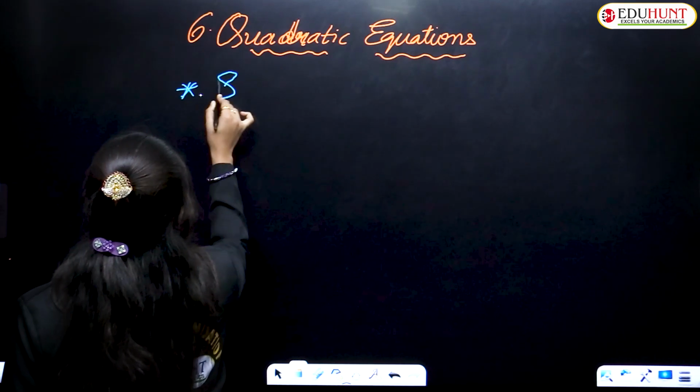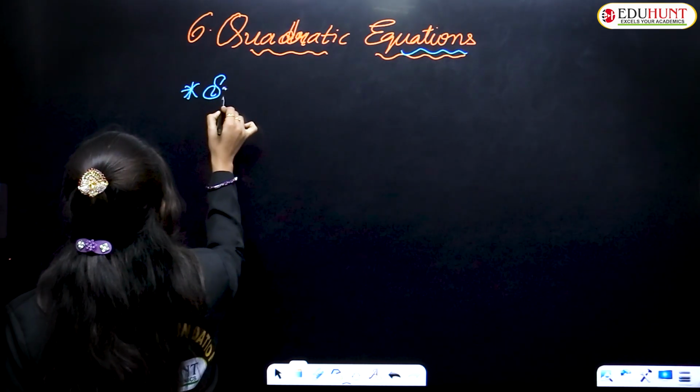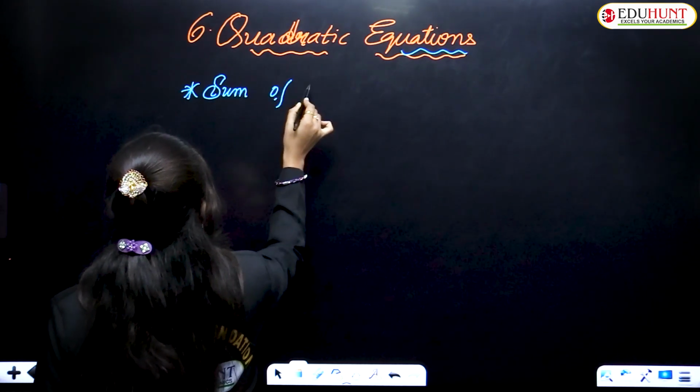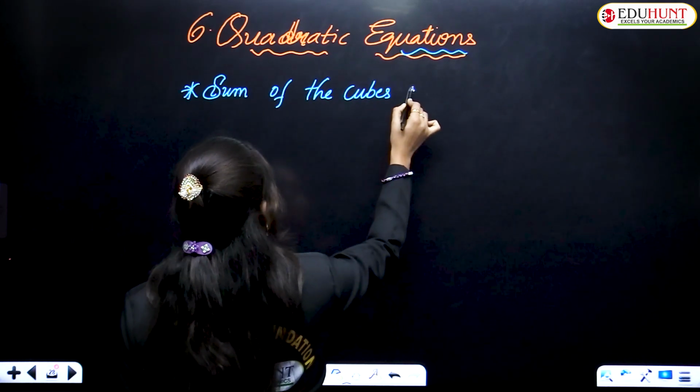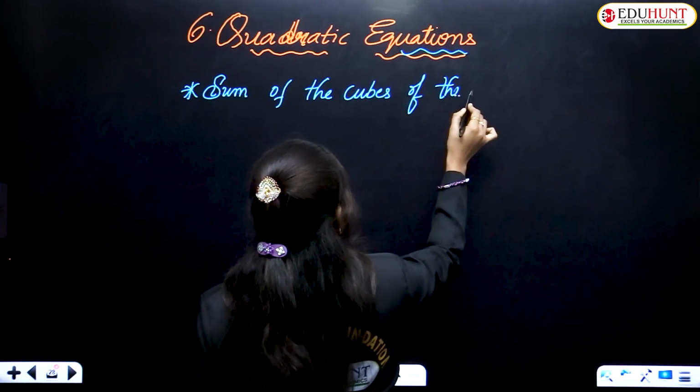Let us take the first one. What is that first one? Sum of the cubes of the roots.